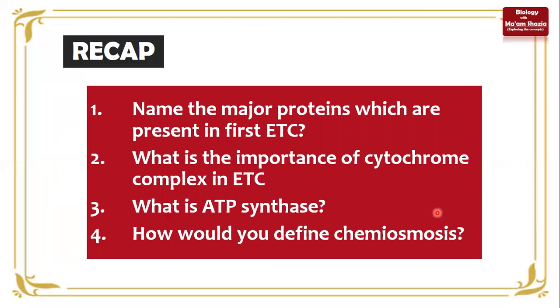How would you define chemiosmosis? Chemiosmosis is actually a coupled reaction. It's very beautiful, in fact, you can say a marvel of nature, that a natural system is itself capable of producing energy in the form of ATP for itself. Chemiosmosis is actually the movement of electrons along with the movement of the proton pumps, creating a proton gradient, and the production of ATP involving the membrane is called chemiosmosis.